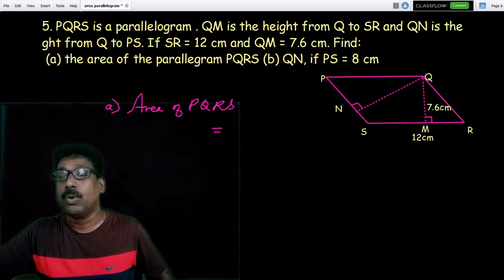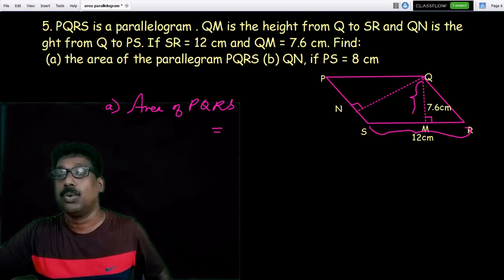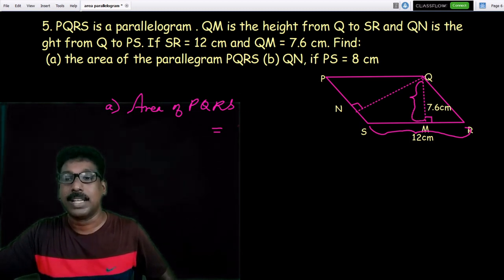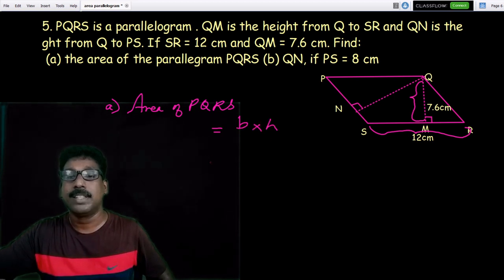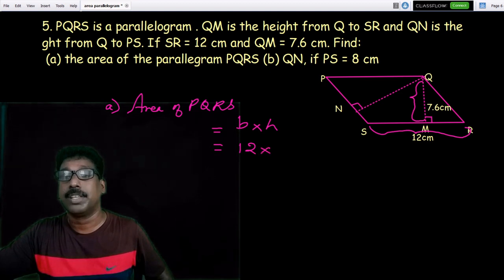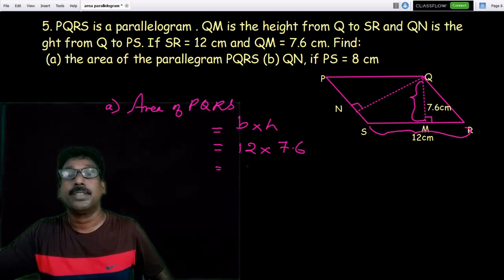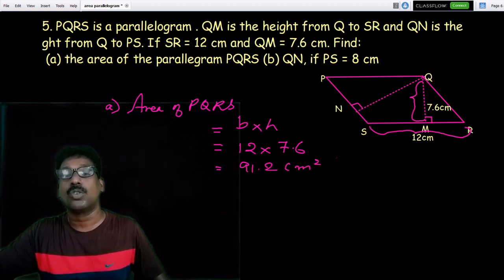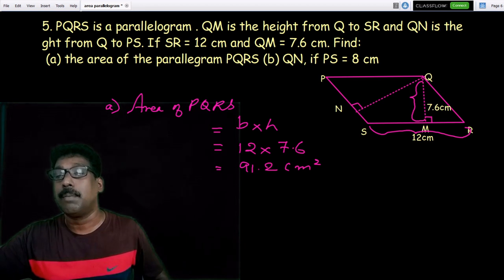Here in PQRS, take SR as the base and QM as the height. So you can write it as base into height, which is equal to 12 into 7.6. Now by multiplying yourself, you will get 91.2 centimeter square. Now the question is not complete.